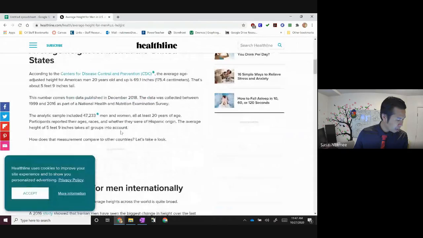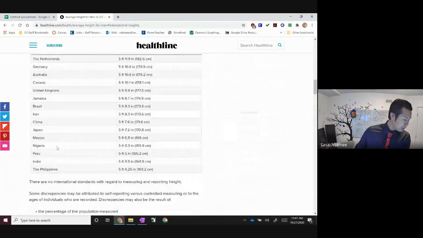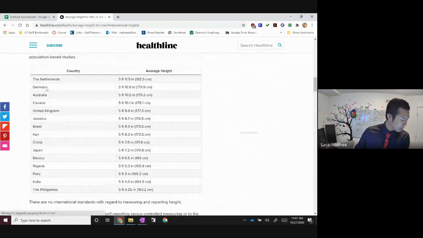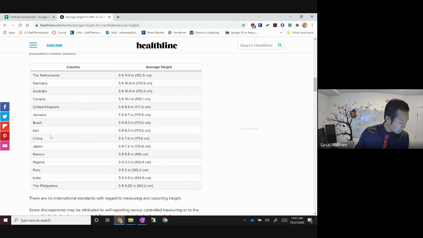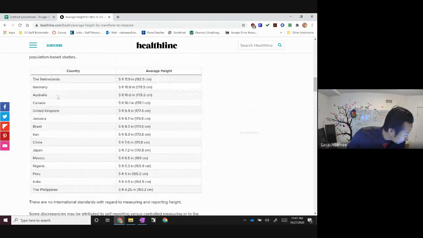Dog is upset at something outside. So, average height in the... Why is it every country except for the United States? Am I not seeing it? Do you guys see it on here? Why am I seeing everything except the United States? Am I misreading this? Mexico, Nigeria, Peru, India, Philippines.